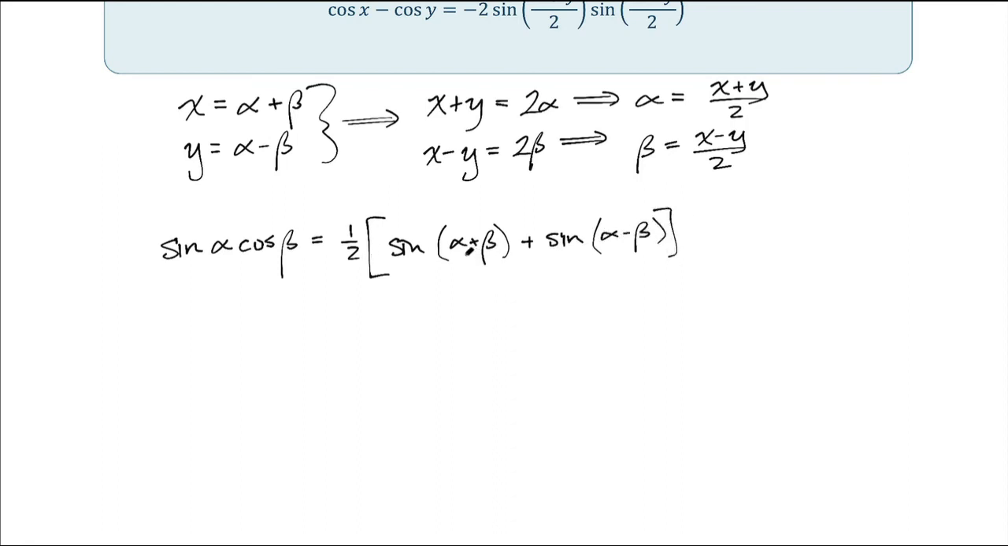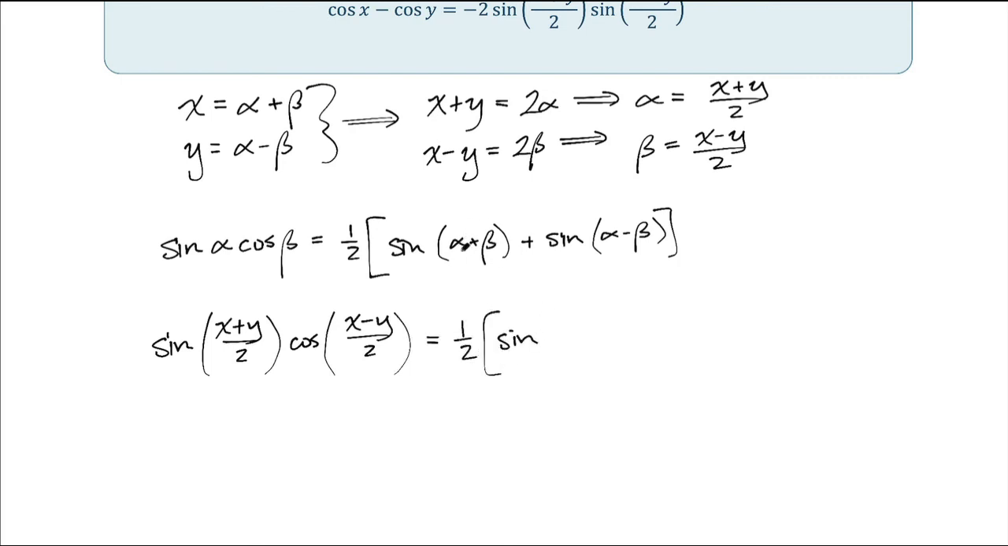Well, now I can plug in everything that I know about alpha and beta in relation to x and y. So plugging these in, I have sine of alpha, which is x plus y over 2, times cosine of beta. Beta is x minus y over 2. And that's equal to 1/2 times the sine of alpha plus beta, which is x, and then plus sine of alpha minus beta, which is y.